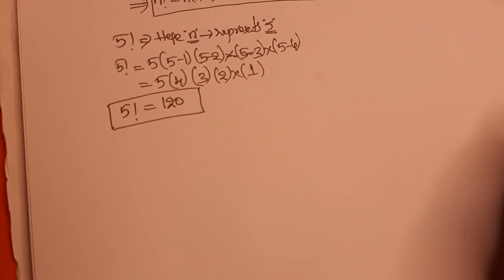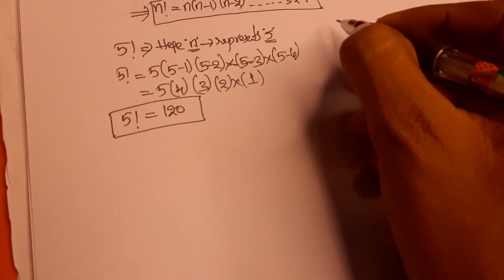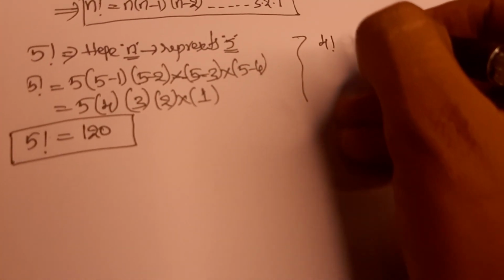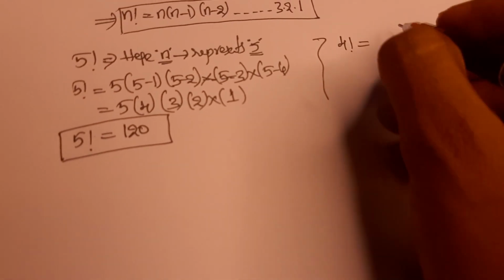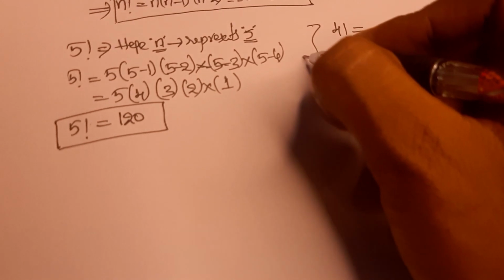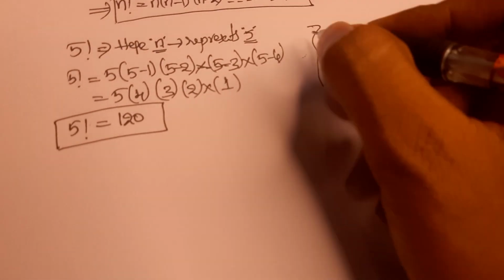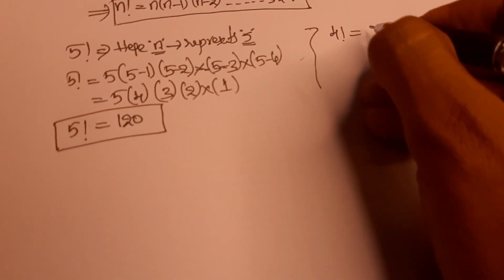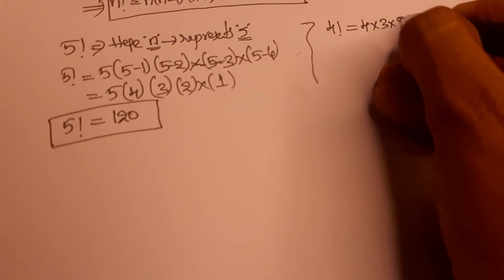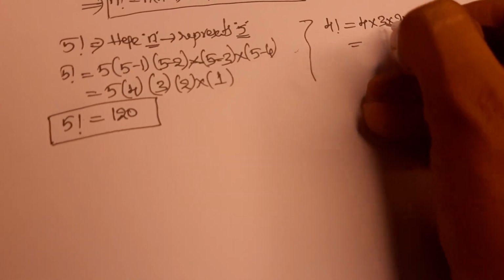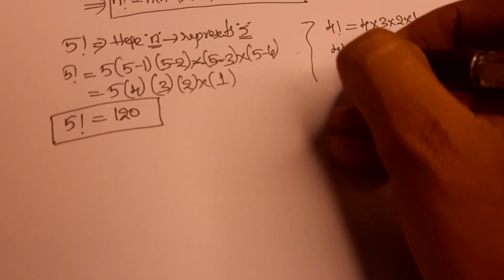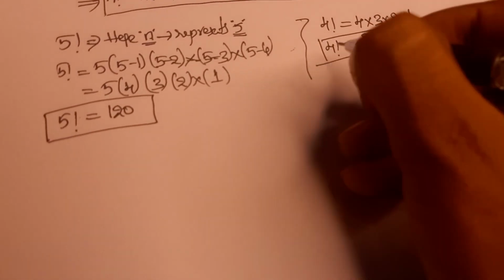Similarly, take another example, 4 factorial. Here I can't write 4 into 4 minus 1 like that. I will simply write 4 cross 3 cross 2 cross 1. 4 times 3 is 12, 12 times 2 is 24. This is 4 factorial.